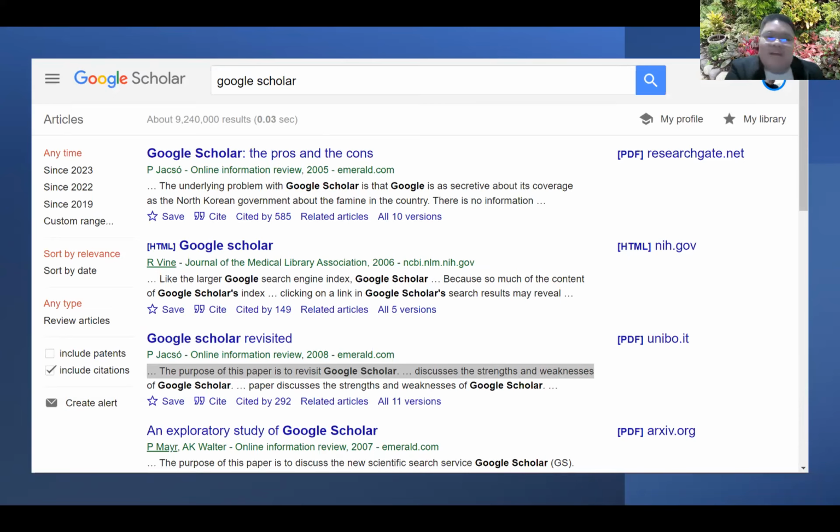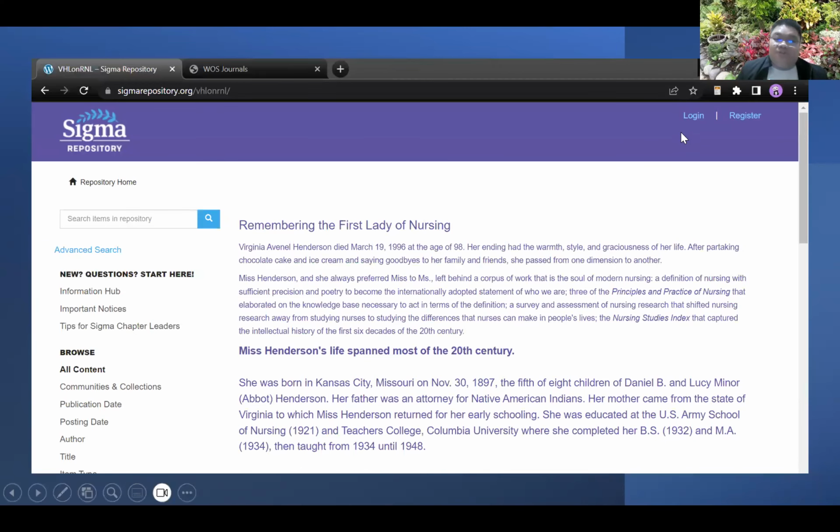And going back, the benefit of Google Scholar kasi is that it's free access. Free access siya kasi. Okay? Now, another thing is your Virginia Henderson Library. So you have what you refer to as your Virginia Henderson Library.